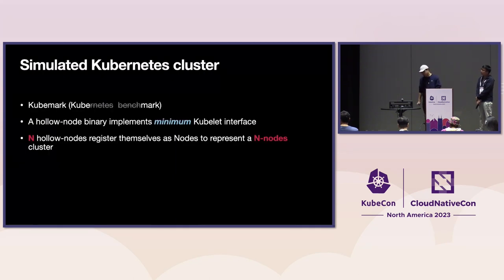So for control plane only components, usually we run a simulated Kubernetes cluster. There is a tool called Kubemark, which is short for Kubernetes benchmark. Basically, the essential idea is that I don't want to really run the kubelet, because I don't care about the runtime behavior. I care about the control plane behavior. So the essence is I will implement the minimum kubelet interface and wrap it up as a hollow node. That hollow node talks to the API server to represent itself as a node. So if you want to compose 5,000 nodes, you just spin up 5,000 hollow nodes, the binaries, and you will get a fake 5,000 nodes cluster.